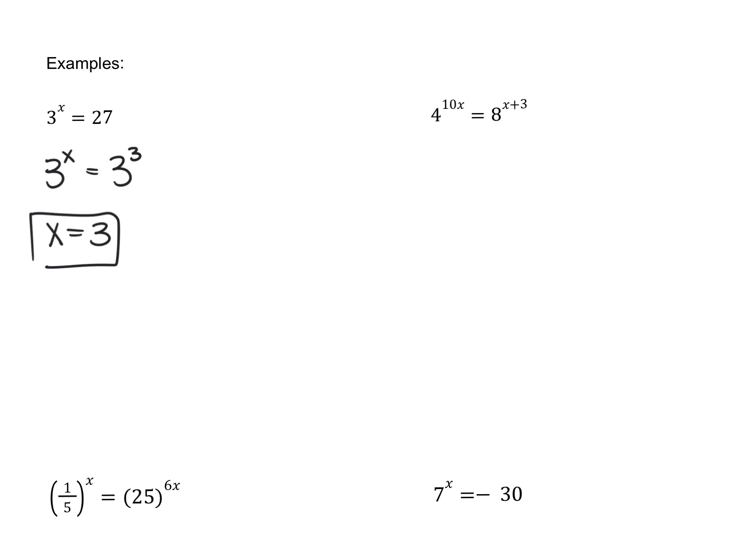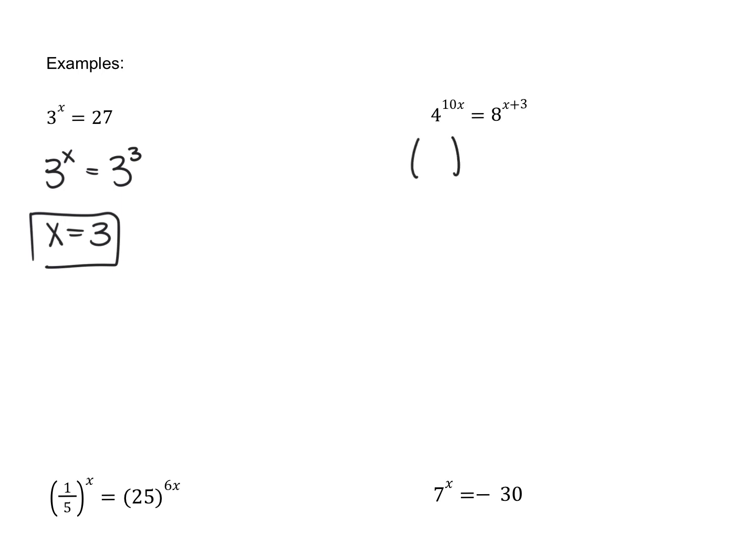I have 4 to the 10x equals 8 to the x plus 3. So if possible, if I only have to rewrite one of the bases, that's kind of the goal. But that's not always going to be the case. It'd be nice if I can rewrite 8 as 4 raised to a power, but I can't. Because if you think in powers of 4, 4 to the first power is 4. 4 to the second power is actually 16. So I'm going to have to rewrite both of them.